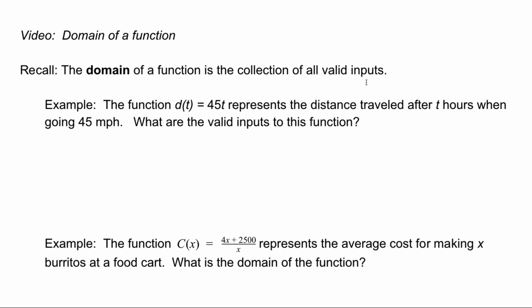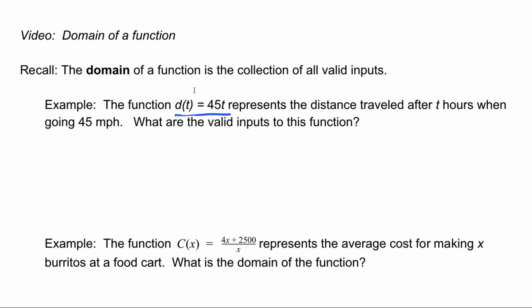So a reminder from class, we talked about the domain being all valid inputs. So here's some more examples that we're going to go through. Here we have the function d of t is equal to 45t. Let this represent the distance traveled after t hours when you're going 45 miles per hour. So the question is, what are the valid inputs to this function?